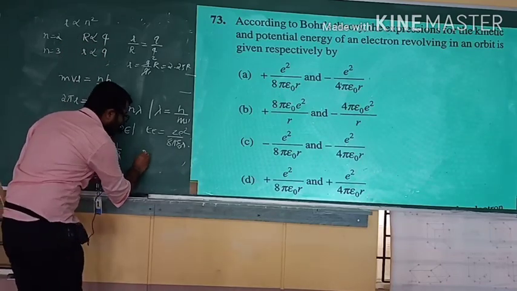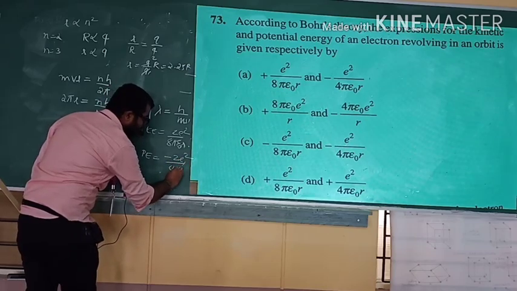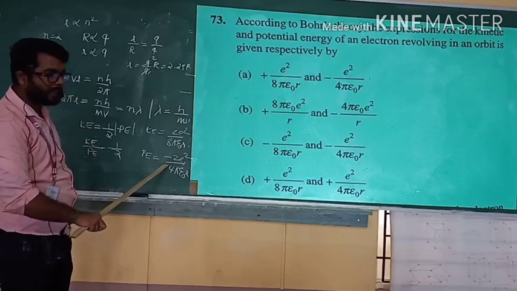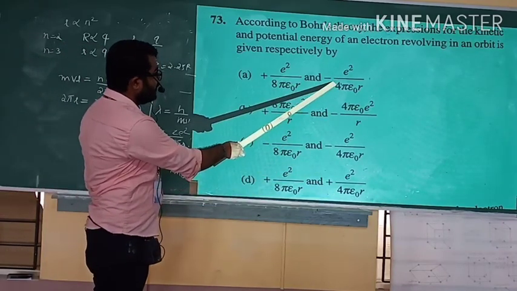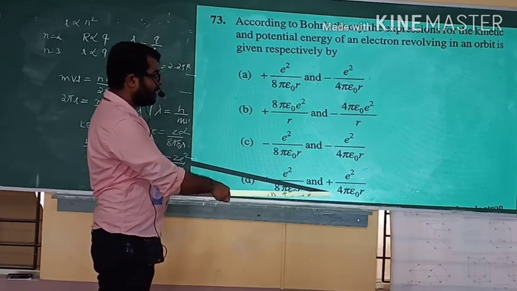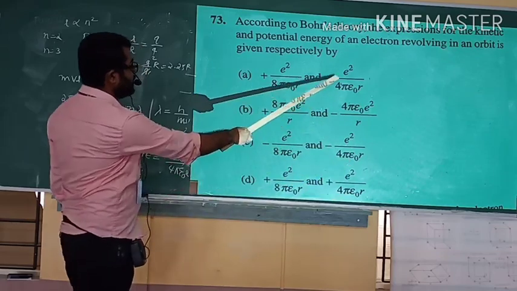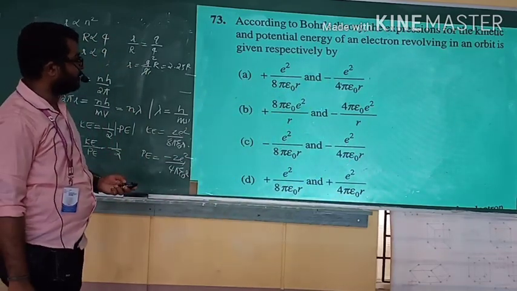ಪೊಟೆನ್ಷಿಯಲ್ ಎನರ್ಜಿ is equal to minus Z E square divided by 4 pi epsilon into R ಅಂತ ಬರುತ್ತೆ. ಅಂದ್ರೆ ಪೊಟೆನ್ಷಿಯಲ್ ಎನರ್ಜಿ ನೆಗೆಟಿವ್ ಆಗಿದೆ. ಬಟ್ ಈ ನೆಗೆಟಿವ್ ಸೈನ್ ಹೊರಗಿದೆ, ಇದರೊಳಗೆ ಇಟ್ ಇಸ್ ಪಾಸಿಟಿವ್ ಅಂತ ಇದೆ. Therefore the answer is minus E square divided by 4 pi epsilon.